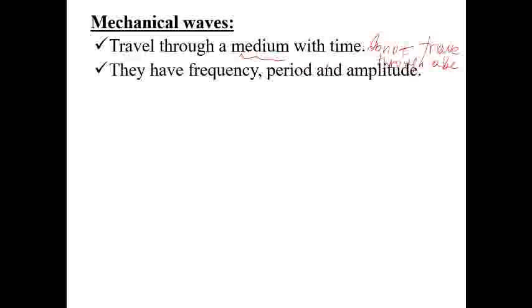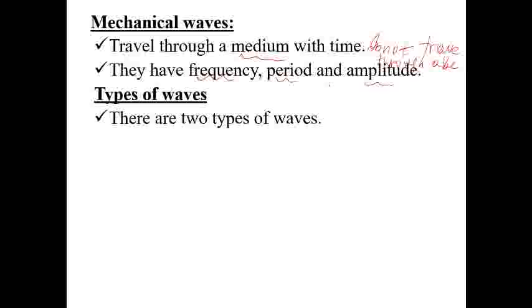This indicates mechanical waves need a material medium to propagate, but electromagnetic waves do not need a material medium to propagate. The other thing is they have frequency, period, and amplitude. And let us see types of wave. We can classify the waves into two, that is electromagnetic and mechanical wave, depending on the material medium.